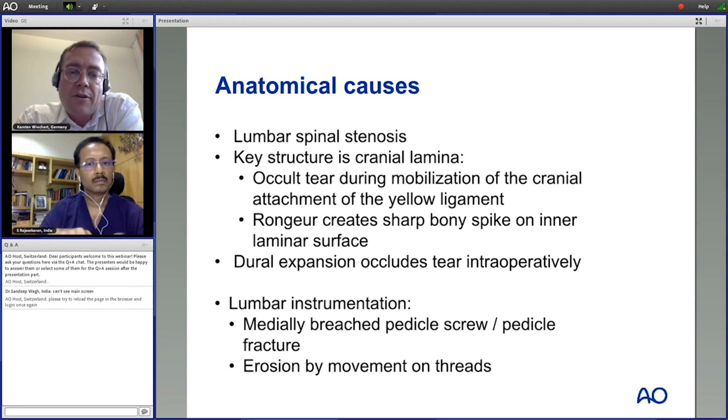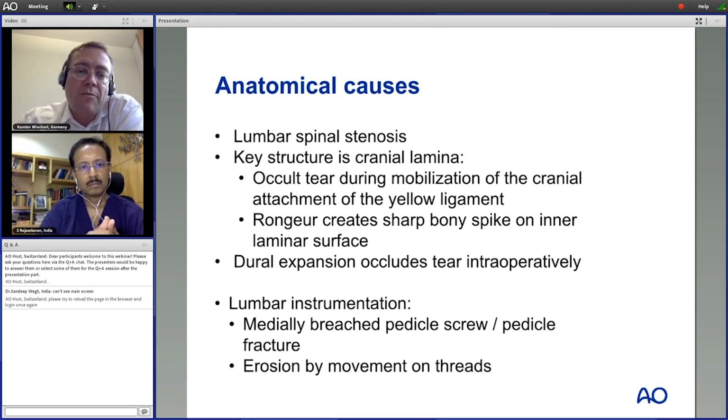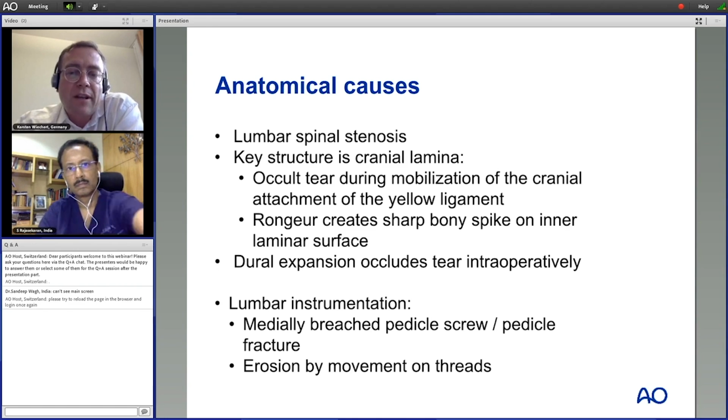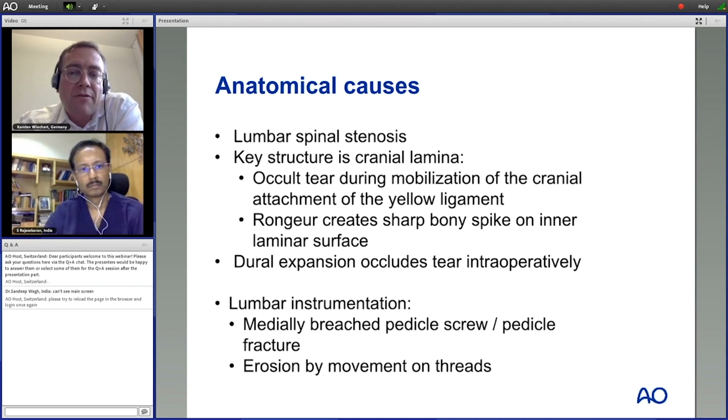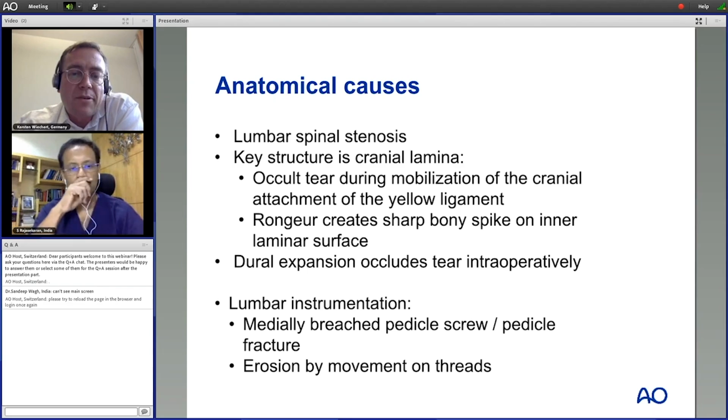And with a rongeur or with a dissector, but especially the rongeur, you might create a sharp bony spike on the inner laminar surface. The dural expansion occludes that tear intraoperatively, and that spike might erode the dura then in the postoperative time. We've talked about breached pedicle screws, so I'm not going to go into more detail.